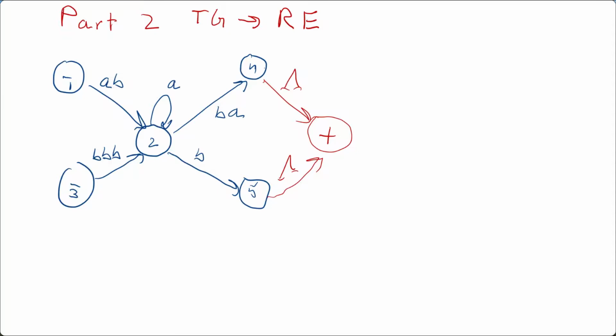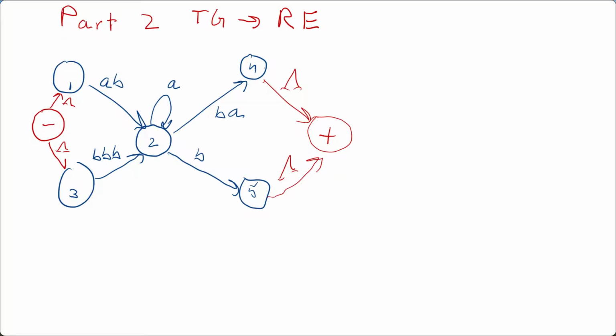We need to do the same thing for the start states. We need a single start state, and we're going to just do a null transition to the previous start states, and then of course erase the start state from our previous start states.